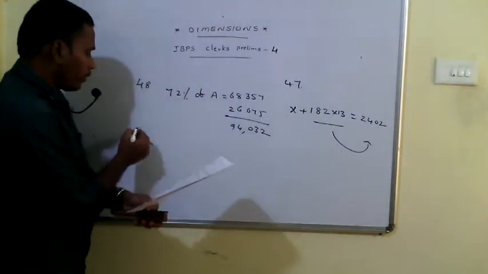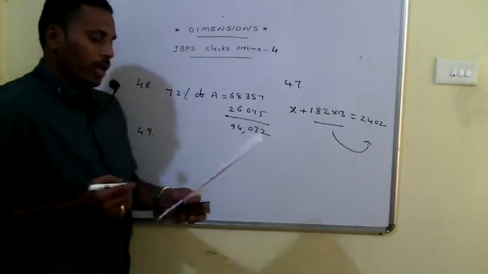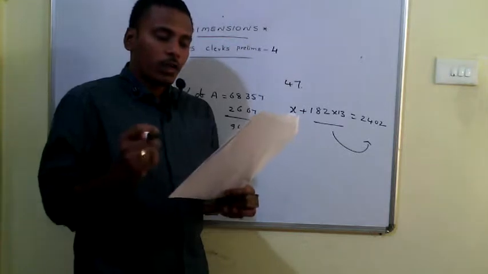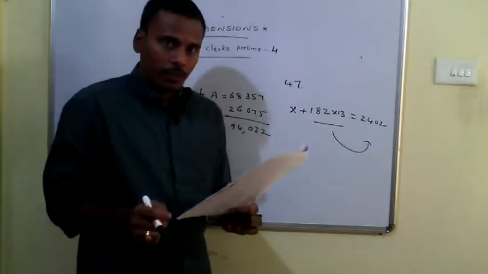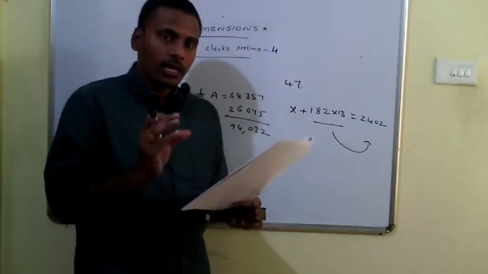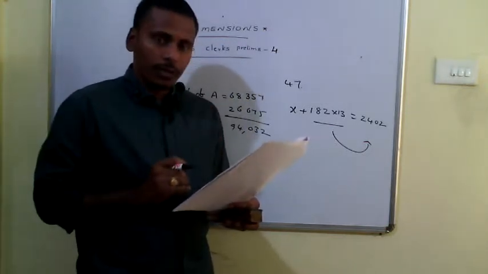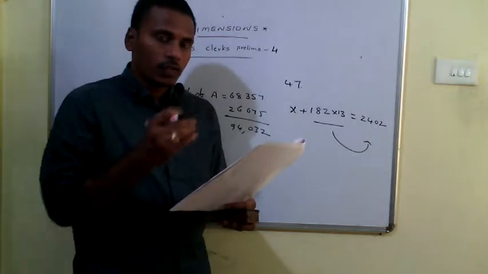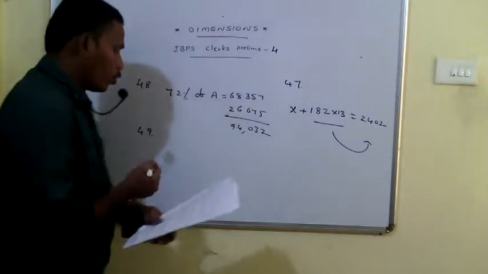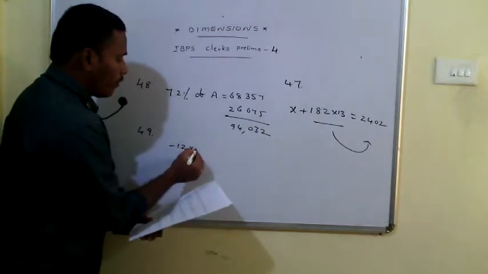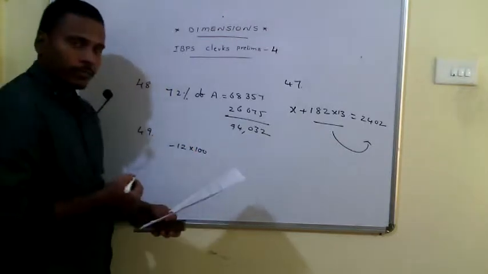Okay. Then coming to the 49th problem. Rajni purchased a mobile phone and a refrigerator for 12,000 rupees and 10,000 rupees respectively. Cost of mobile is 12,000. Cost of refrigerator is 10,000. She sold the refrigerator at a loss of 12%. So the loss on the refrigerator is 12% of 10,000, so 12 into 100.